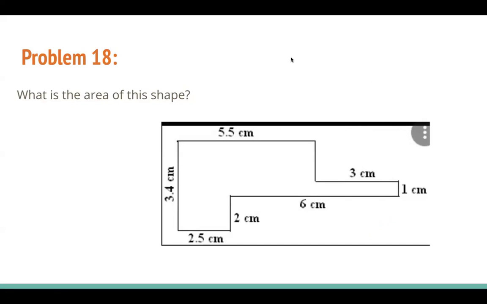Okay. There are multiple shapes within this one. So does anyone have an idea on how we could split this up so that it becomes a lot easier for us to solve? Yes, please. Yeah, so where should I draw the lines?